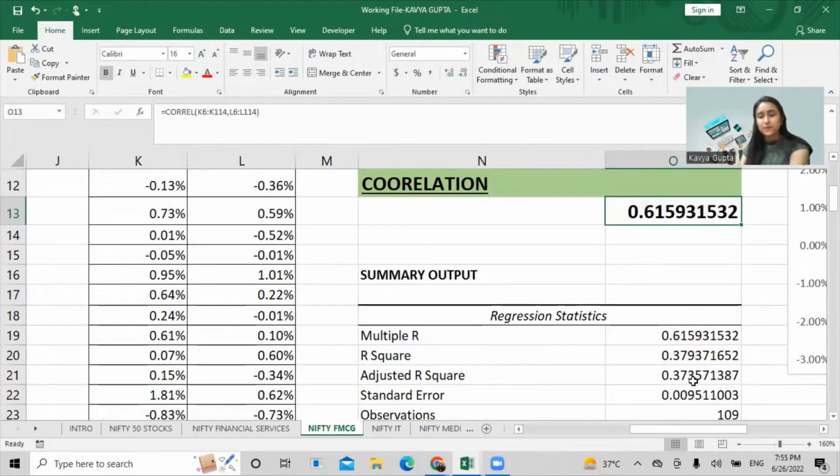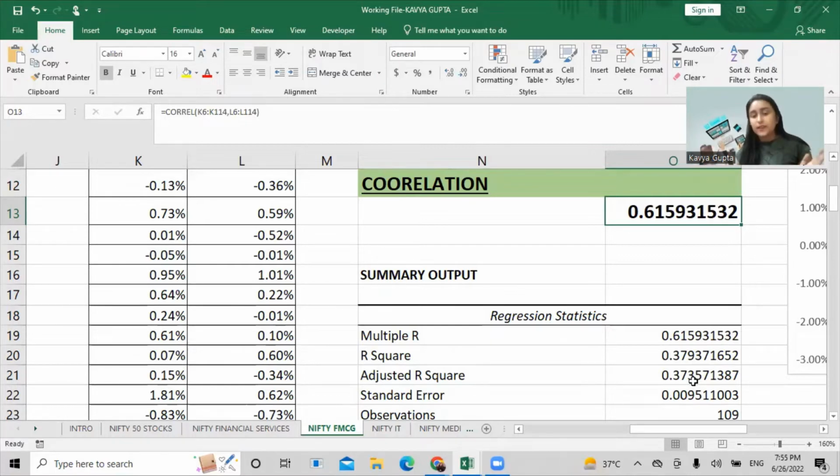Yes, the figure 0.615 is common, right beside multiple R, the first component of the regression table. Correlation को regression statistics table में multiple R भी बोलते हैं, and R square is the square of the multiple R. So basically, can I say R square is the square of the correlation? Yes or no?